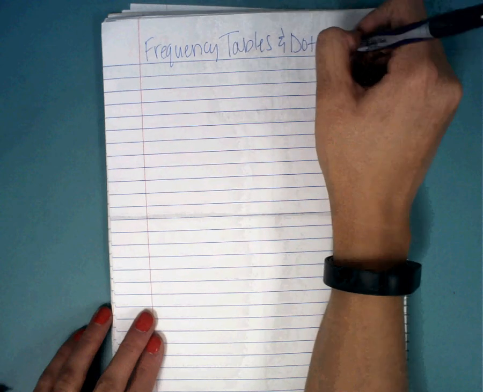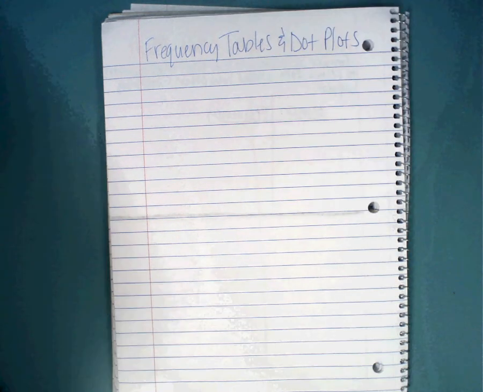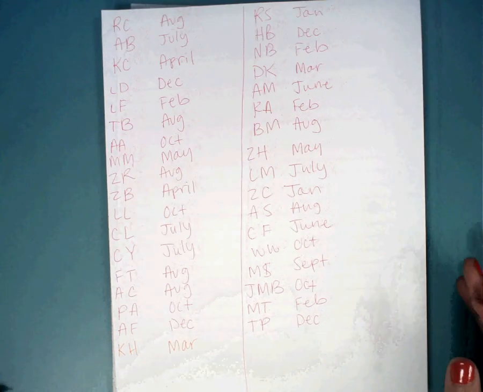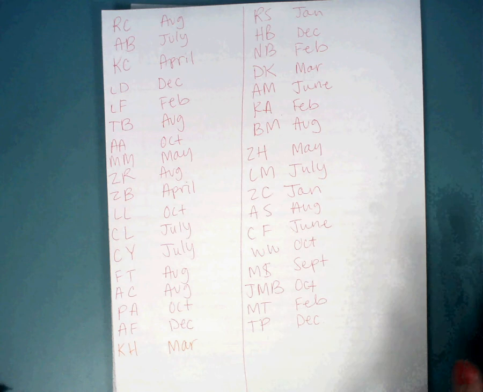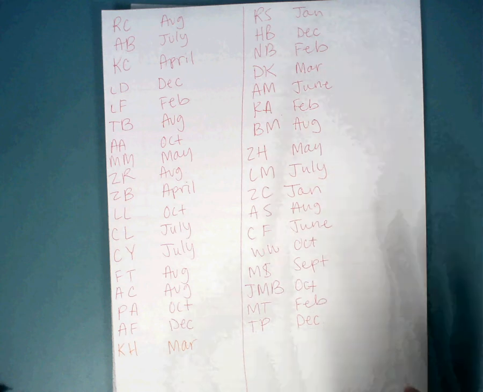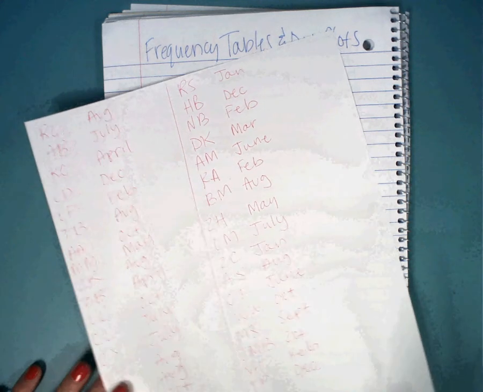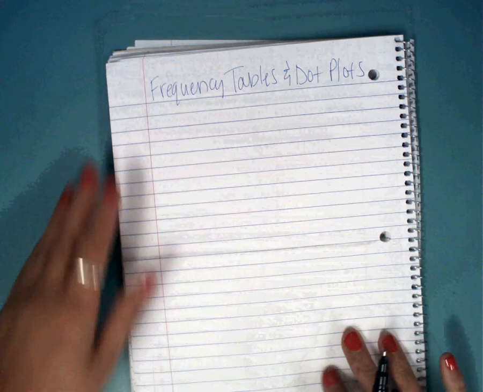So the information that I want to organize is everybody's birthdays that are right here, everybody's birthday months. So I want to know how many people have birthdays in August, how many people have October birthdays, how many people have December birthdays. I can go through here and count, but I want to be able to organize it in a table of information. So the first thing we're going to talk about is a frequency table.